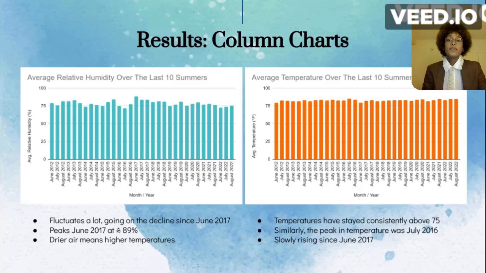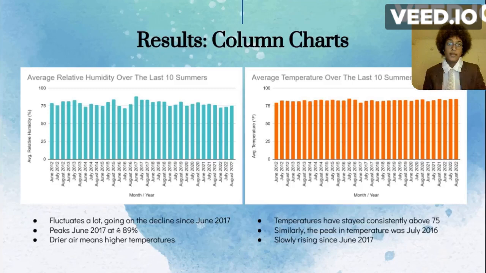However, it is important to note that drier air usually means higher temperatures, as we've established. So the expectation is for there to be higher temperatures around this time as well. And that is somewhat what we see. Overall, temperature seems to stay pretty consistent. It stays above 75 degrees Fahrenheit and actually peaked in July 2016, around the same time that relative humidity peaked, which is certainly a good sign. And it has been slowly increasing, very slowly, since June of 2017, which does support the relationship we established earlier.